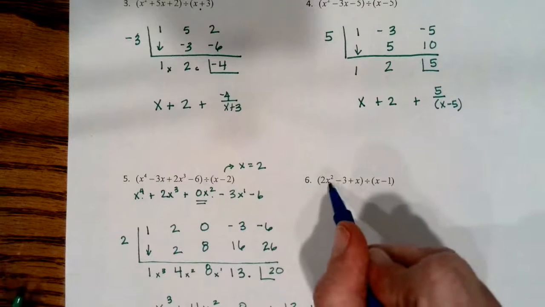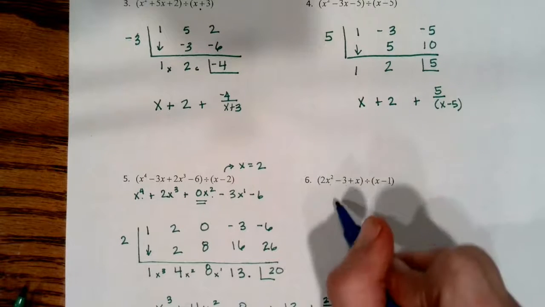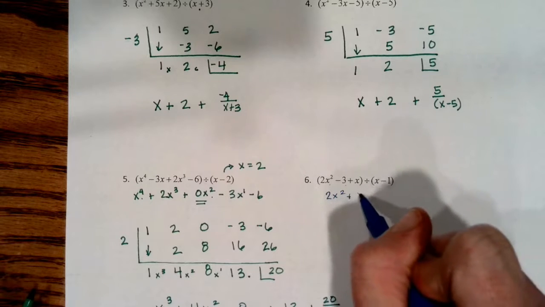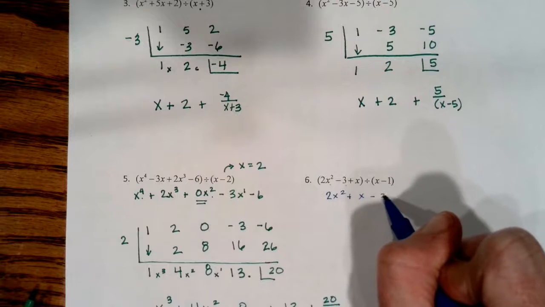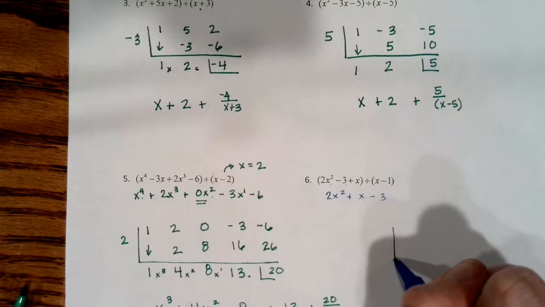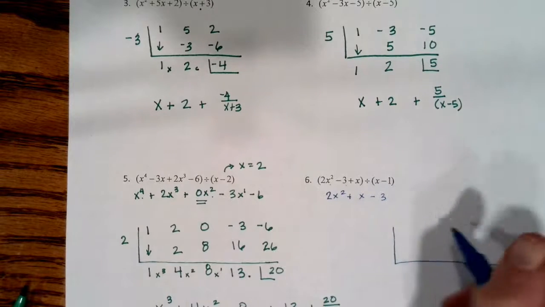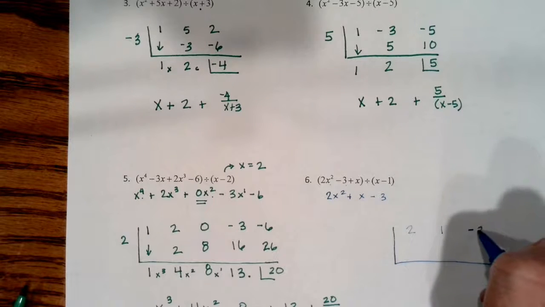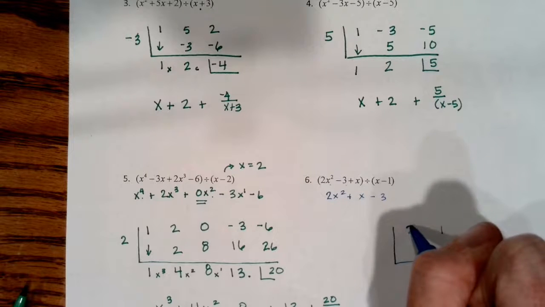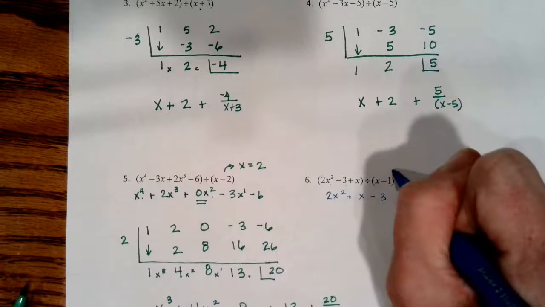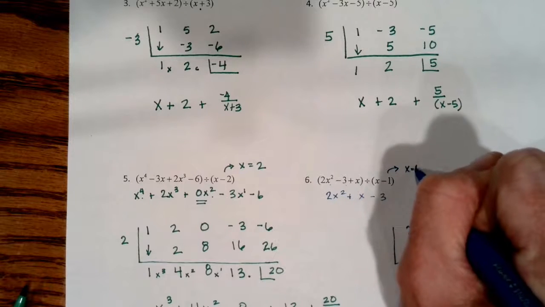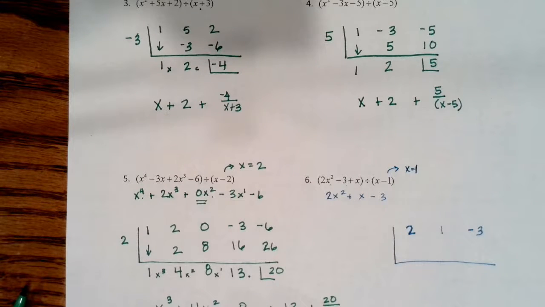When I look at this one, I have 2 and 1 and my constant. So I'll rewrite this trinomial in descending power. When I draw my synthetic box, my coefficients of 2, 1, and negative 3 are accurate. I have a solution of x is equal to 1 that I'm testing. So my 1 goes here.